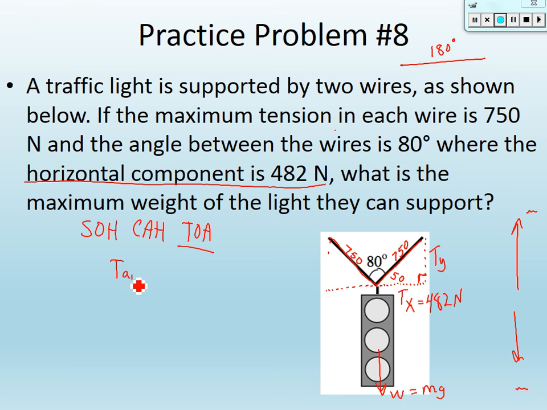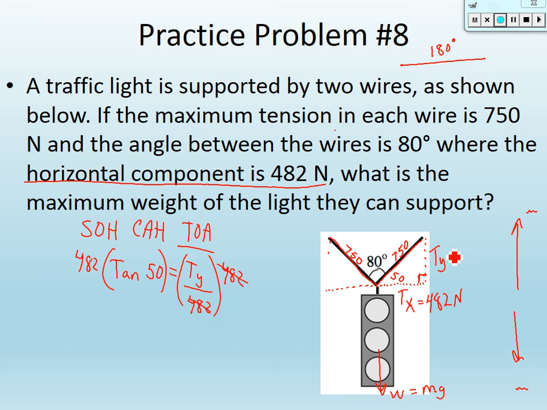So tangent of 50 is equal to opposite. What was opposite? Ty divided by adjacent. What was our adjacent side? 482 newtons. Okay. Now, if we want to get Ty by itself, what do we got to do? Times by 482. Okay. Over here it cancels out. So grab the calculator. 482 times the tangent of 50. What do you guys get?